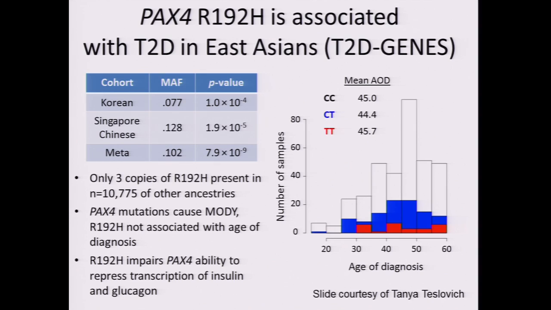And we found that there was a variant in PAX4, R192H, that was specifically associated with type 2 diabetes in East Asians, a frequency of about 8% in our 1,000 Koreans, about 13% in our Singapore Chinese. Meta-analysis of those two groups gave clear evidence for an association between that variant and type 2 diabetes. Interestingly enough, if we hadn't studied East Asians, we wouldn't have found this at all, because in the other roughly 10,000, almost 11,000 individuals that we included in our exome sequencing project, there were only three copies present. Okay? I talked before about Greenland. Well, that's a special population, founder effect likely. Here, these are just large cosmopolitan populations and still quite different frequencies for these variants.